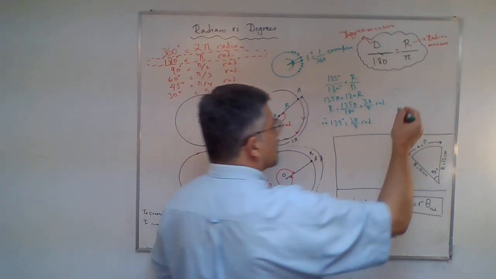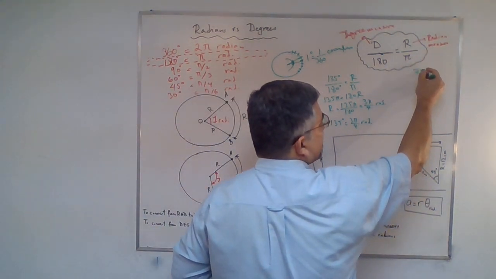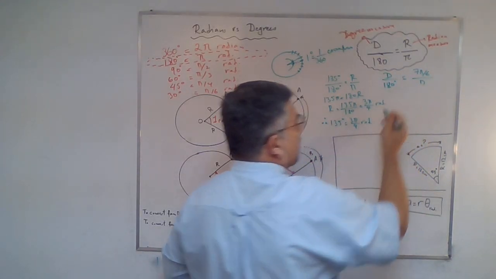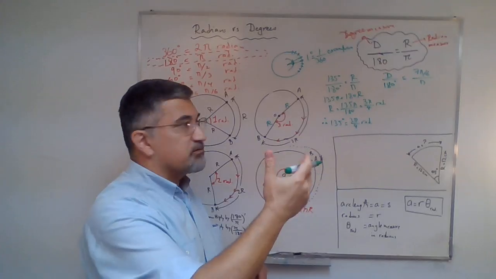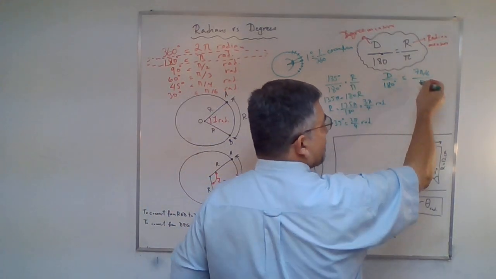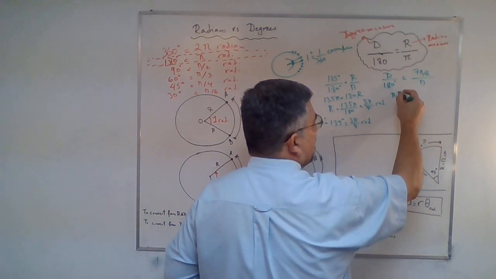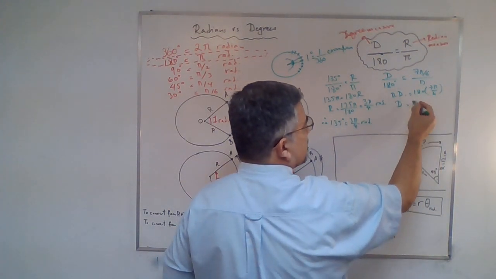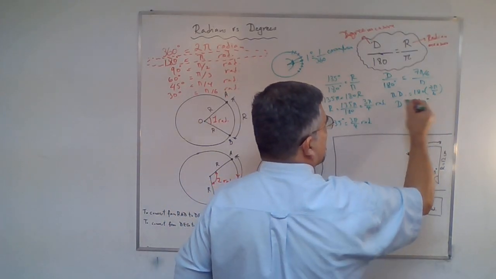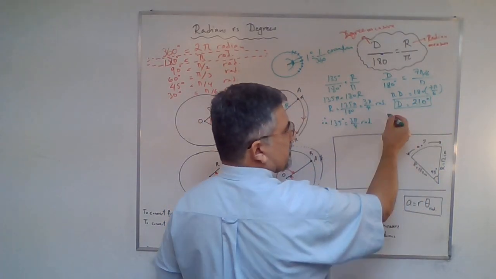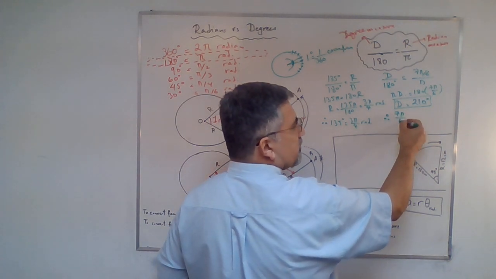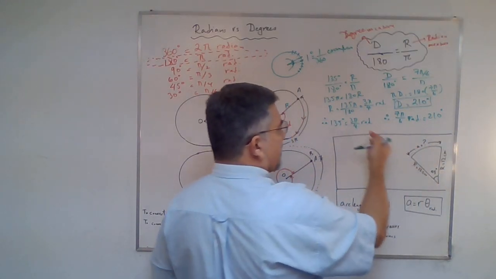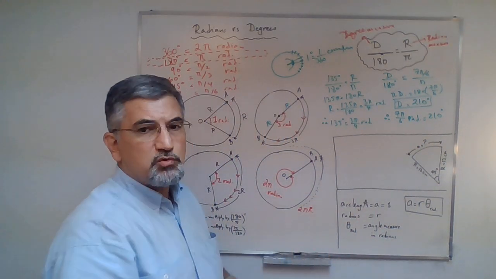Very simple. So let's say you have 7 pi over 6 radian, and we want to know how many degrees equals 7 pi over 6 radian. So you plug in for R, do the cross multiplication. So pi D equals 180 times 7 pi over 6, pi and pi cancel each other. So we end up with 210 degrees after you do the math. Therefore, 7 pi over 6 radian equals 210 degrees.